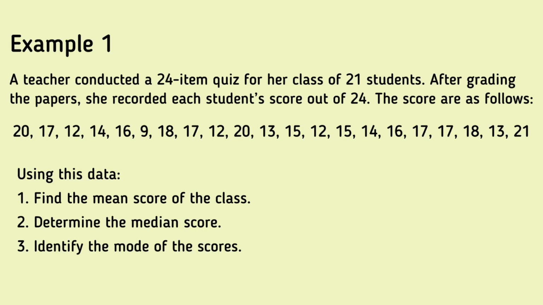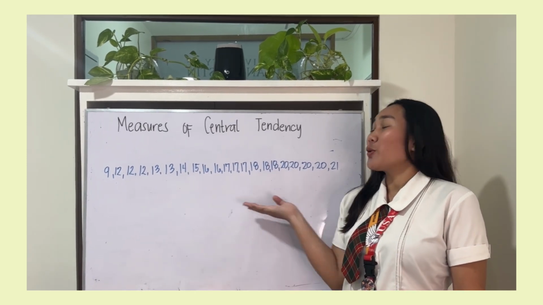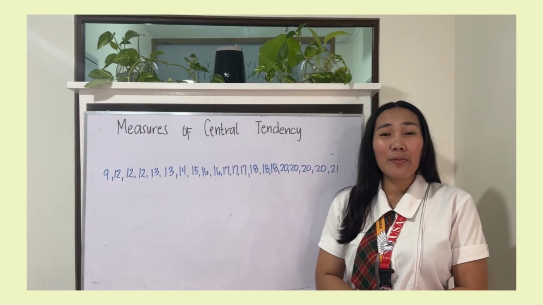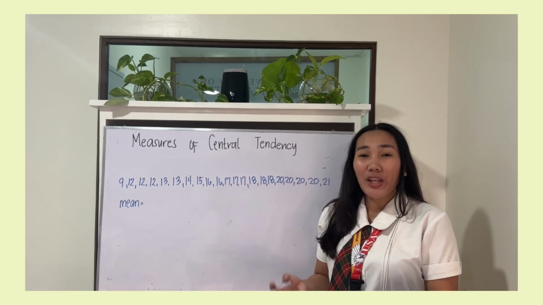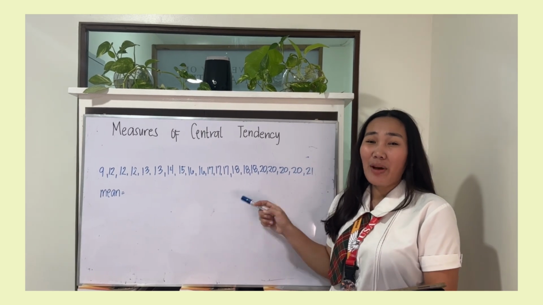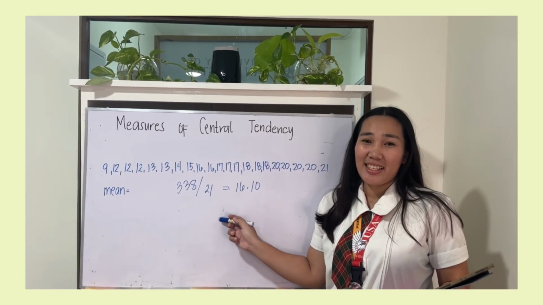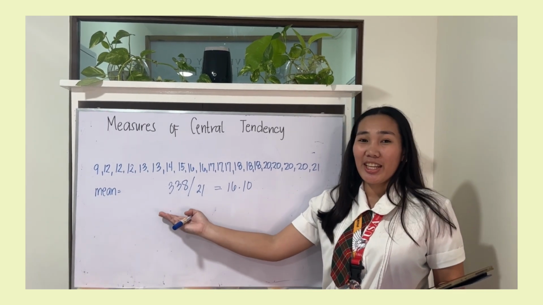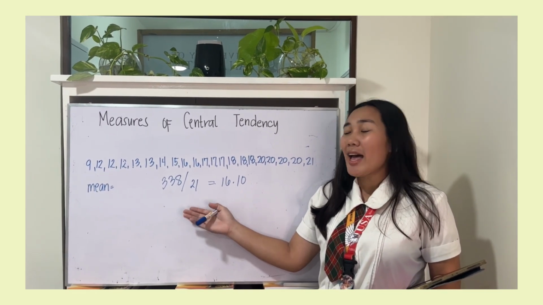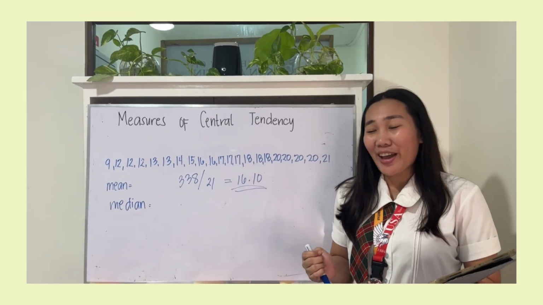First, we're gonna arrange it from lowest to highest. So ngayon, na-arrange na natin ang dataset from lowest to highest. Ngayon, hahanapin na natin ang mean. So now, we will find the sum of this dataset and divide it by its total number. So na-add na natin lahat ang datasets at ang sum nito ay 338 divided by 21 and the mean is 16.10.